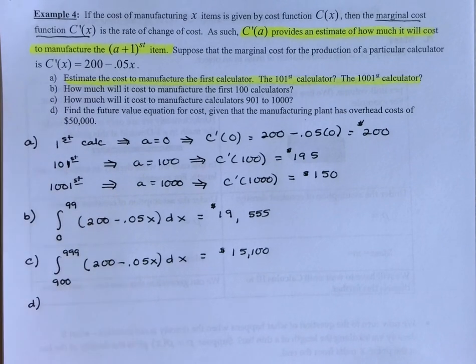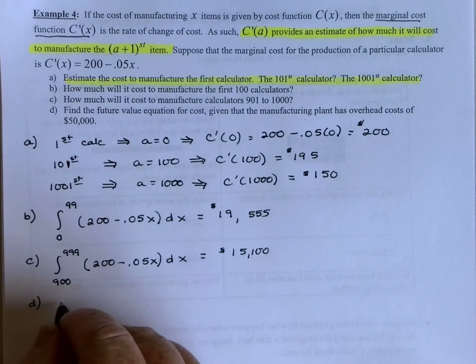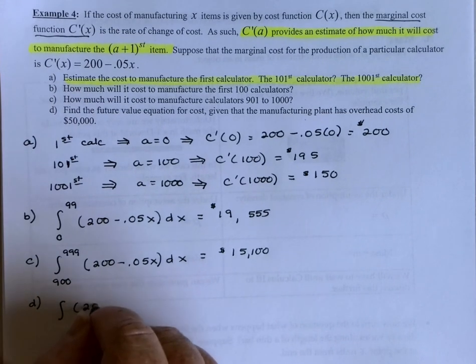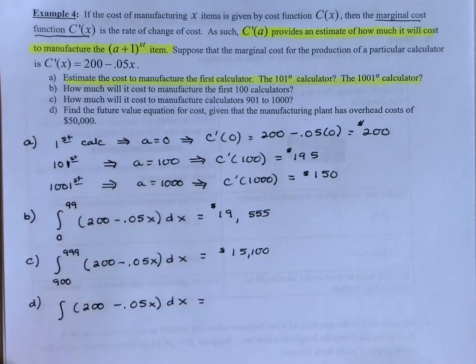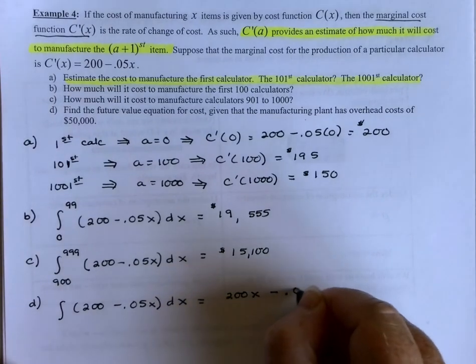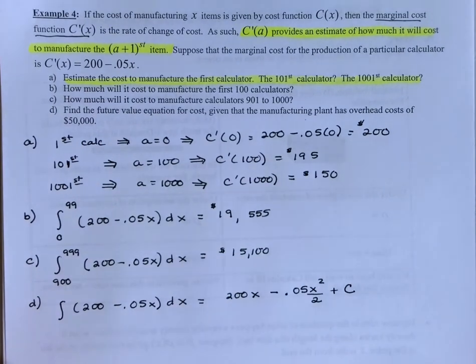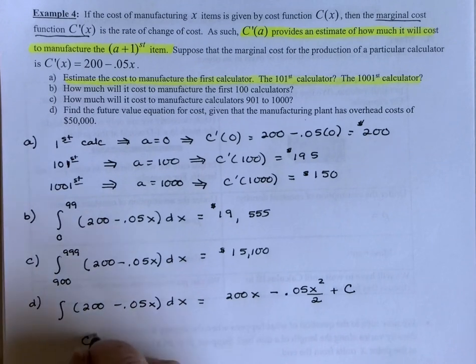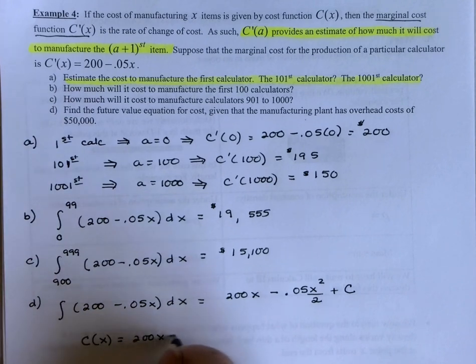All right, the last question, find that future value equation. Again, as soon as you see future value, that's that indefinite integral. So we're going to do the indefinite integral of 200 minus 0.05x dx. That's going to give me 200x minus 0.05x squared over 2 plus c. So C of x is 200x minus 0.025x squared.